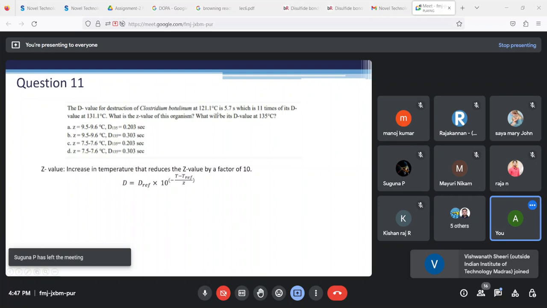Here we already know that at 121 degrees Celsius it's 5.7 seconds. So let us consider in this particular question 121 degrees Celsius as your reference temperature. So T ref is 121.1 degrees Celsius, and D ref at that temperature is 5.7 seconds. And it has been given that this is 11 times that of the D value at 131 degrees Celsius, which means that D at 121 degrees Celsius is equal to 11 times D at 131 degrees Celsius. Is this line clear?